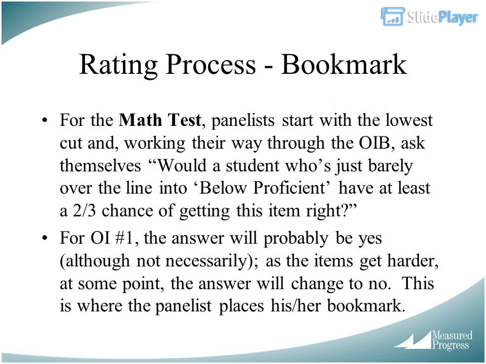Rating process, bookmark. For the math test, panelists start with the lowest cut and, working their way through the OIB, ask themselves, would a student who's just barely over the line into below proficient have at least a 2/3 chance of getting this item right? For OI number 1, the answer will probably be yes, although not necessarily. As the items get harder, at some point, the answer will change to no. This is where the panelist places his/her bookmark.